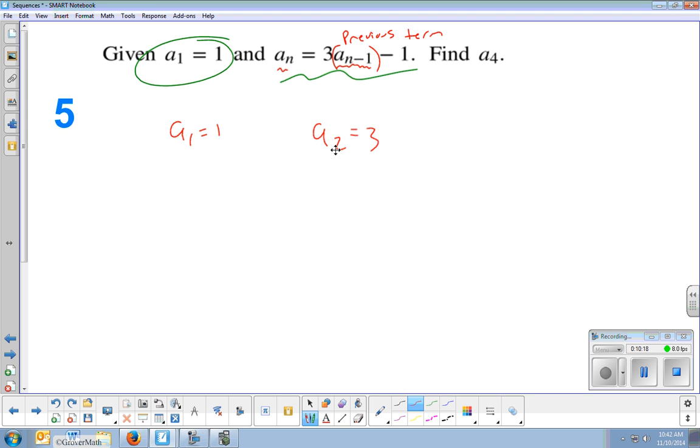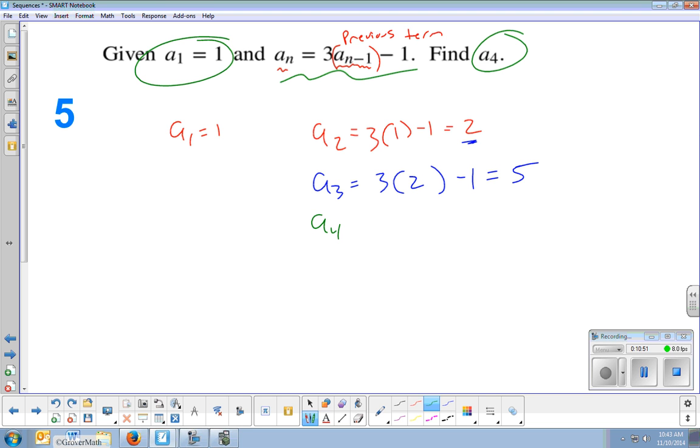So for my second term, it's going to be 3 times my first term, which is 1, minus 1. 3 times 1 is 3, minus 1 is 2. And then for my third term, a to the third, would be 3 times my previous term, my second term, so that would be 2, minus 1. And that would be 6 minus 1 is 5. And then lastly, my fourth term, which is actually what I want here when it says find A4. My fourth term is 3 times my previous term, 5, minus 1. It is 15 minus 1 is 14.